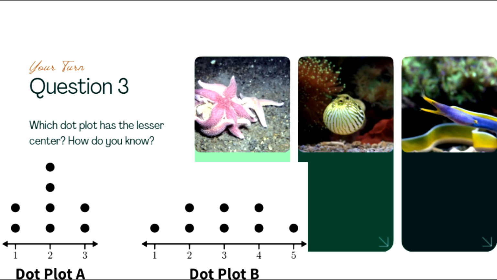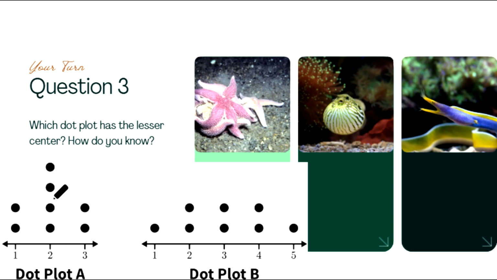Here is question number 3. Which dot plot has the lesser center? Pause it, figure it out, come back. All right, so what we need to do is find out if they are symmetrical. This one is. This one is. So we only need to find one. Let's go with the median because it's the easiest.